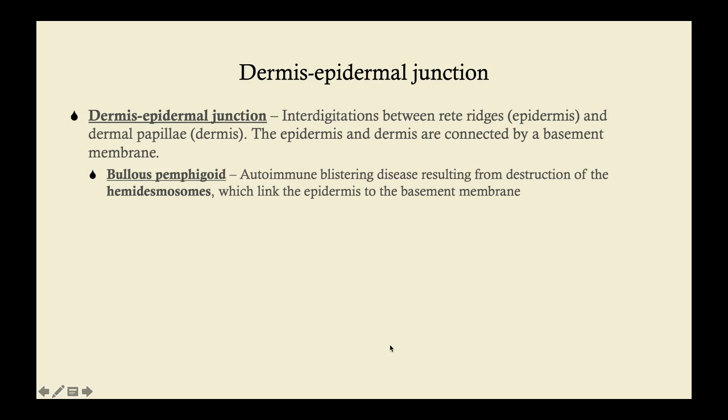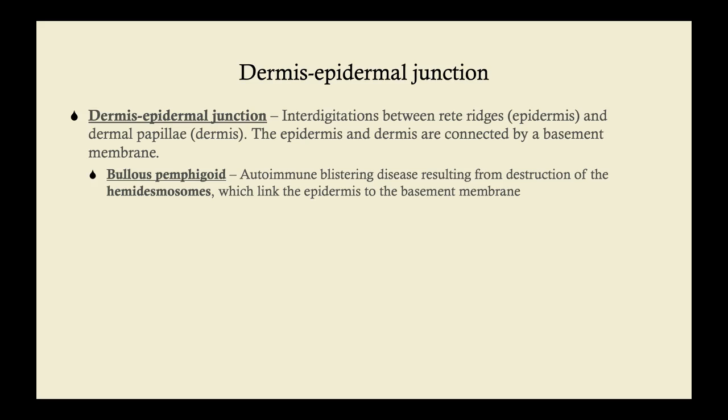All right. Now, at the dermis-epidermal junction, remember we talked about that. That's those interdigitations between the rete ridges and the dermal papillae. In between the dermis and epidermis is a very thin basement membrane. And we kind of already alluded to that basement membrane. That's where the stratum basale attaches with hemidesmosomes onto the basement membrane, what anchors the epidermis to the rest of the body. But also underneath your basement membrane is your dermis. So there's a basement membrane that separates the epidermis from the dermis.